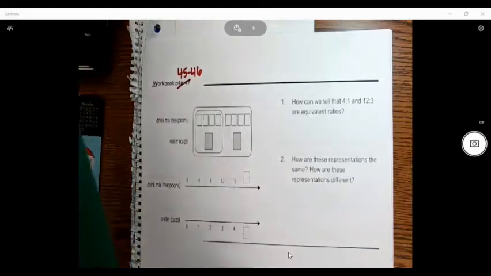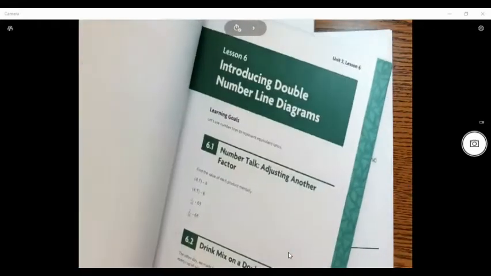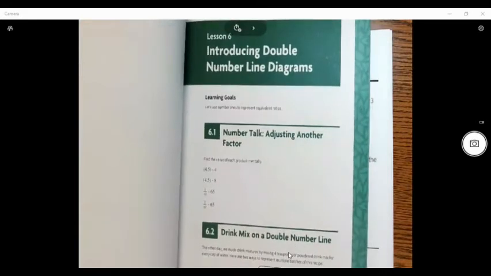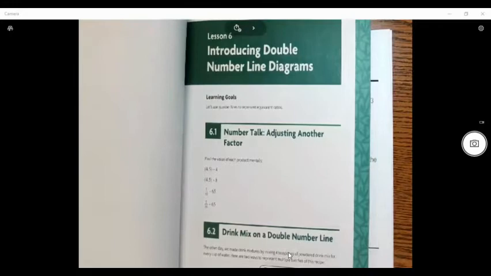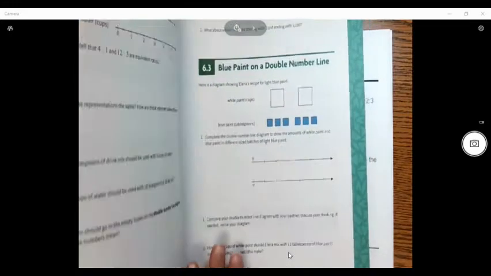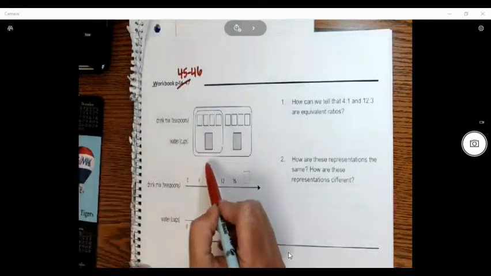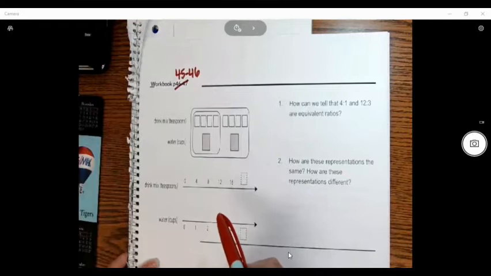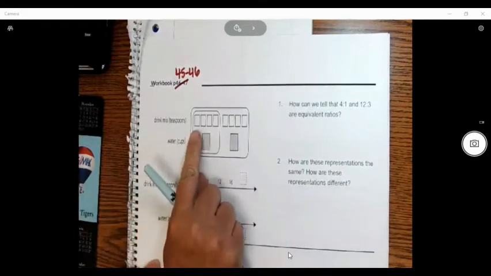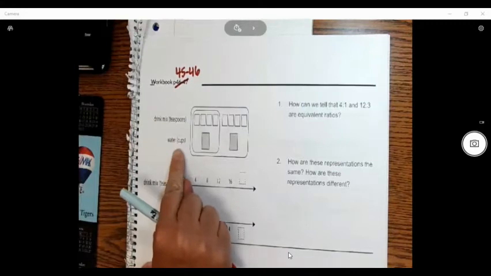Okay, guys, if you will get out your Unit 2 workbook, and turn to page 45. We're going to be spending time looking at page 45, and then we're going to go to 46. So that's where we're going to start out. This picture is on 45, and this is a diagram, and this is saying the amount of drink mix to the amount of water.